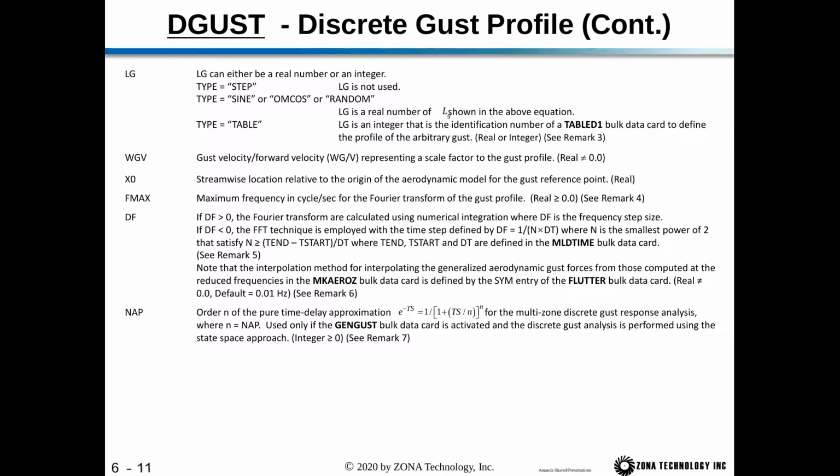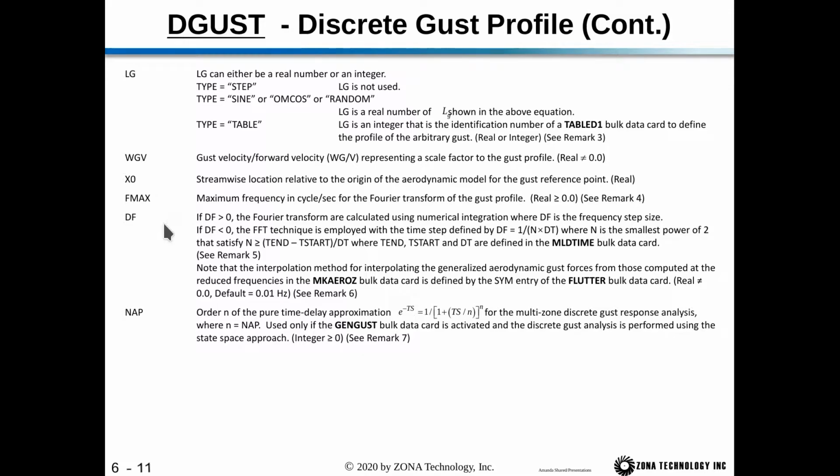And then for type table, LG is an integer referring to the table D1 card for the user to define the arbitrary gust profile. WGV is the gust velocity divided by forward velocity, which represents a scale factor to the gust profile. X naught is the streamwise location relative to the origin of the aerodynamic model of the gust reference point. F max is the maximum frequency in cycles per second, or hertz, for the Fourier transform of the gust profile.